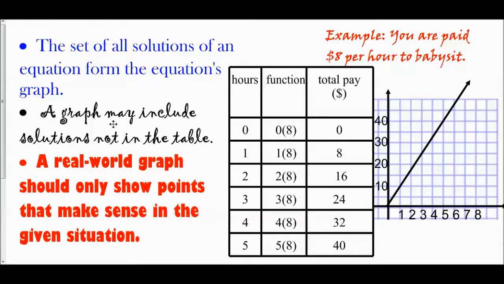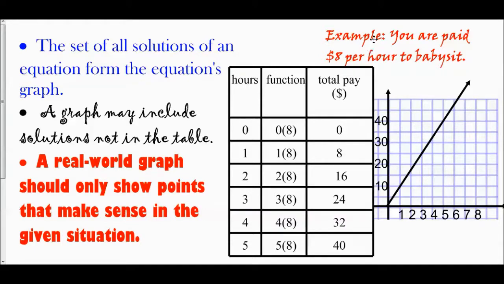The graph may include solutions that are not in the table. That's why you'll see an arrow on graphs. This one does not have an arrow here, but it extends in the other direction. And we'll talk about why it does not extend below, but it does above. And thirdly, a real-world graph, meaning it's representing some sort of real-world application, should only show the points that make sense in the given situation.